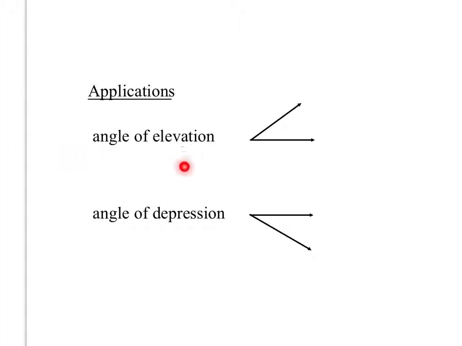If you ever hear of an angle of elevation, what that means is that you start with a horizontal line, and that's always important. You start with the horizontal line, and then if the angle goes up to something, so you start at the horizontal and you go up, then you consider that to be an angle of elevation. It's going up.